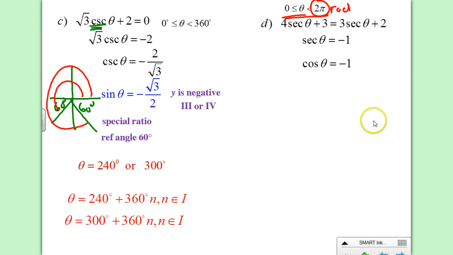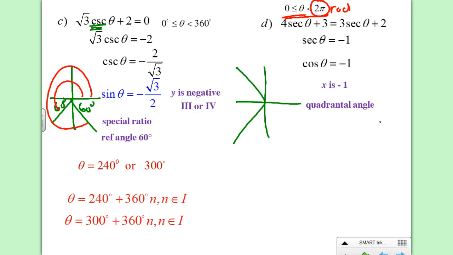Now, 1 is kind of a special one. They call it a quadrantal angle. You'll see in a second. But don't worry about that. You don't have to have that memorized. Cosine is negative 1, so where is cosine negative? Well, cosine is negative in quadrants 2 and 3.